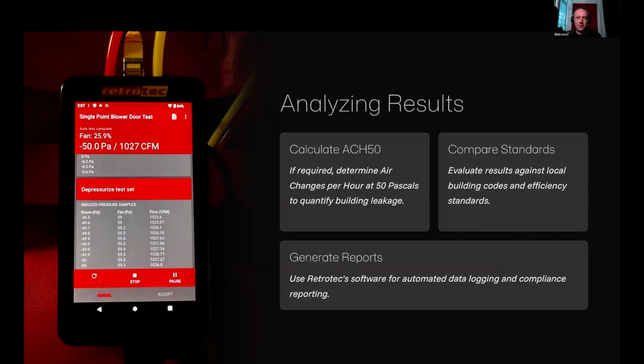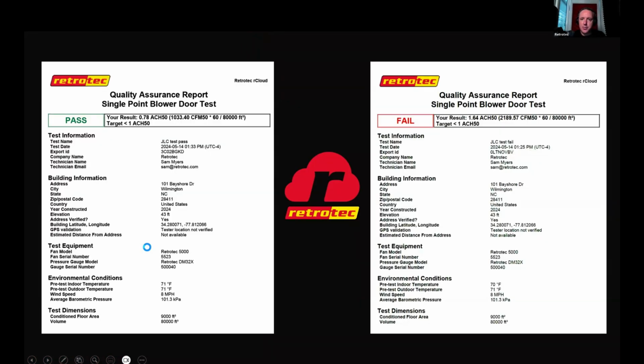And then analyzing the results, I mentioned that rCloud app. Get familiar with that. It's just a nice way to not have to write anything down on site. You'll always have your data on you. You can have your test history on your phone. You can access it from our website too by logging into the portal. It takes multiple baselines, averages them together, takes multiple blower door readings, averages them together. It just does a really nice job of automating that whole process for you. And then at the end, it'll give you a PDF report.